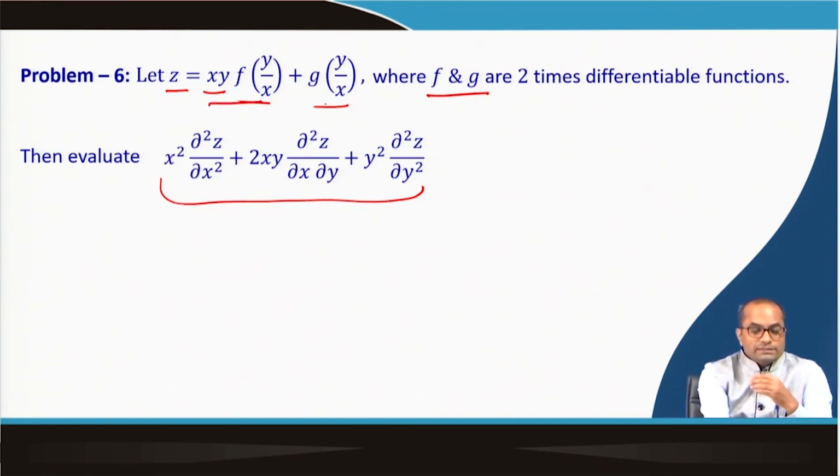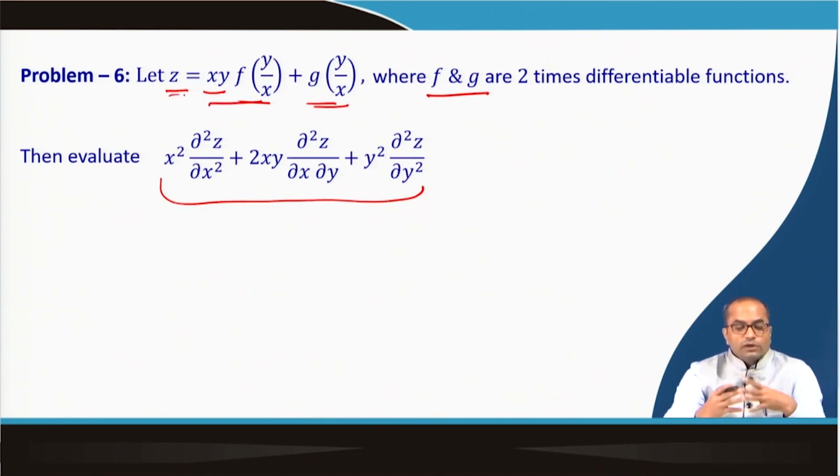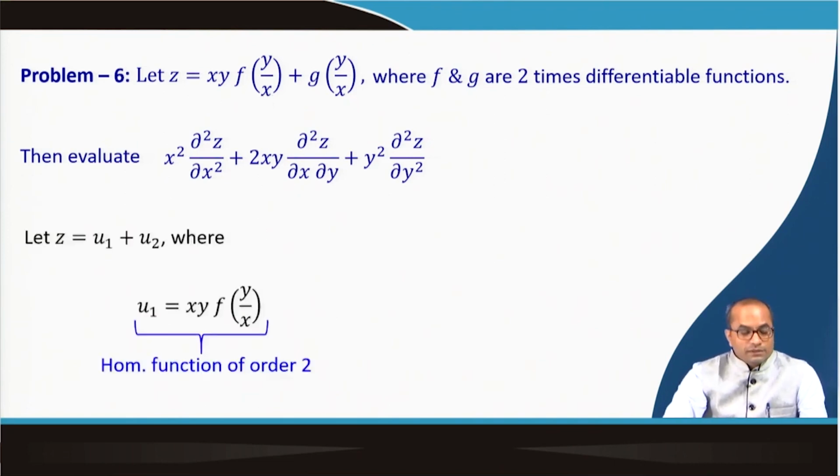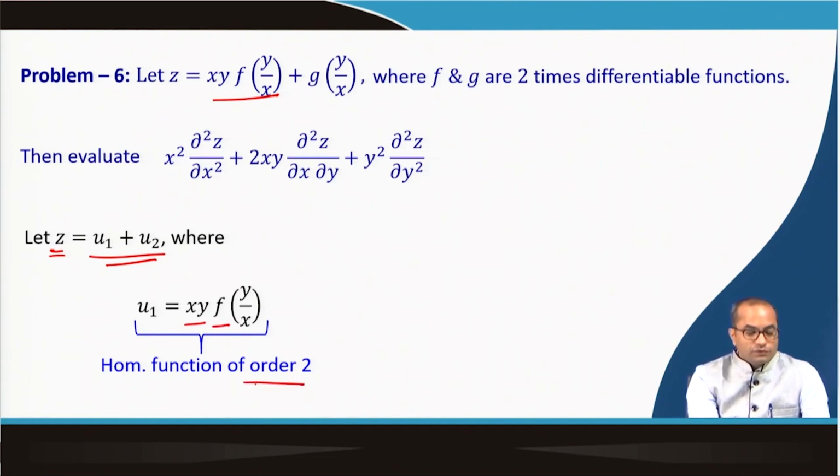But we have to realize that z is not a Euler, not a homogeneous function, but individually these two are homogeneous functions of different orders. So, if we write z as u1 plus u2, where the first function u1 is xy f of y over x, this is a homogeneous function of order 2. Why is this a homogeneous function of order 2?